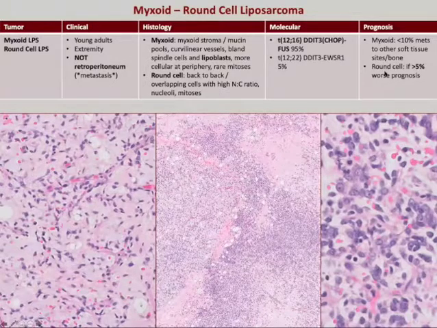DDIT3 FUS. If you see something like this in the retroperitoneum, again, remember, it is either a metastasis of a peripheral tumor or a myxoid variant of well-diff. As long as you have MDM2 that trumps histology, yes, absolutely. MDM2 positive nucleus with MDM2 amplification is trumping of everything.